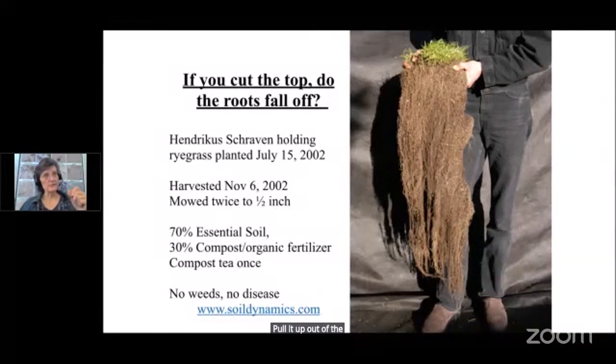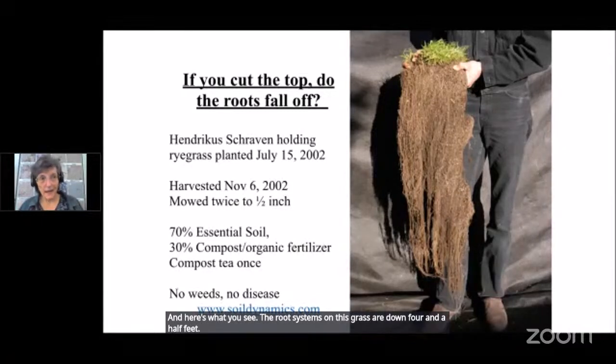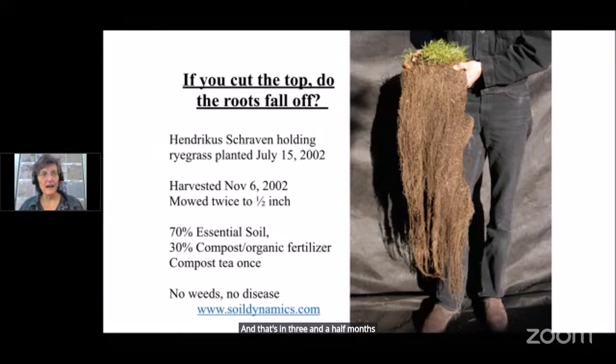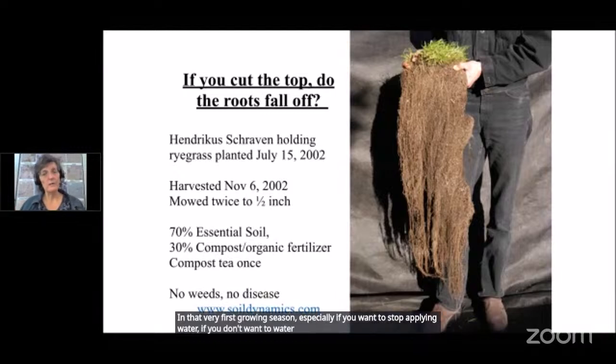We then sliced the PVC pipe off. We used a hose to wash away some of that excess soil. And here's what you see. The root systems on this grass are down 4.5 feet. And that's in 3.5 months of growing. How deep do root systems of grasses go? They ought to be going down at least 4.5 feet in that very first growing season, especially if you want to stop applying water. If you don't want to water your lawn anymore, this is what you need.